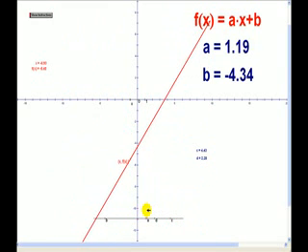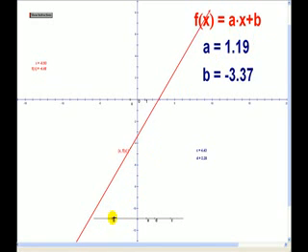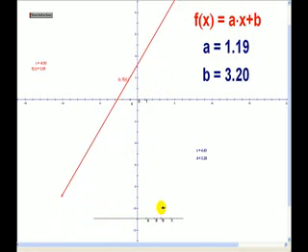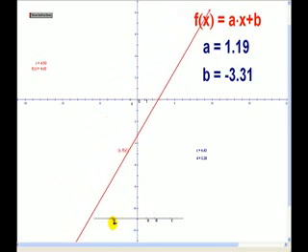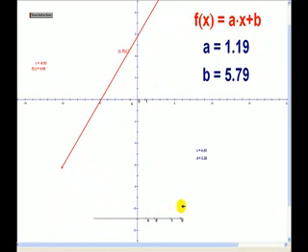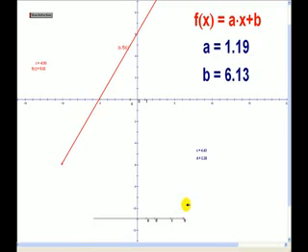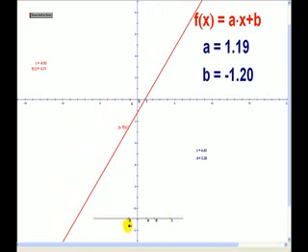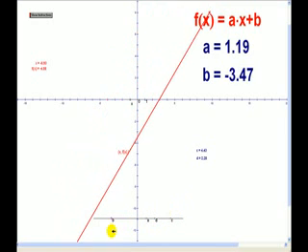Now if we keep the slope constant and change the value of b, or the y-intercept, we'll see that changing b does not change the slant. It just shifts the line up or down because the y-intercept is changing. If the value of b is positive, we have a positive y-intercept. If the value of b is negative, we have a negative y-intercept.